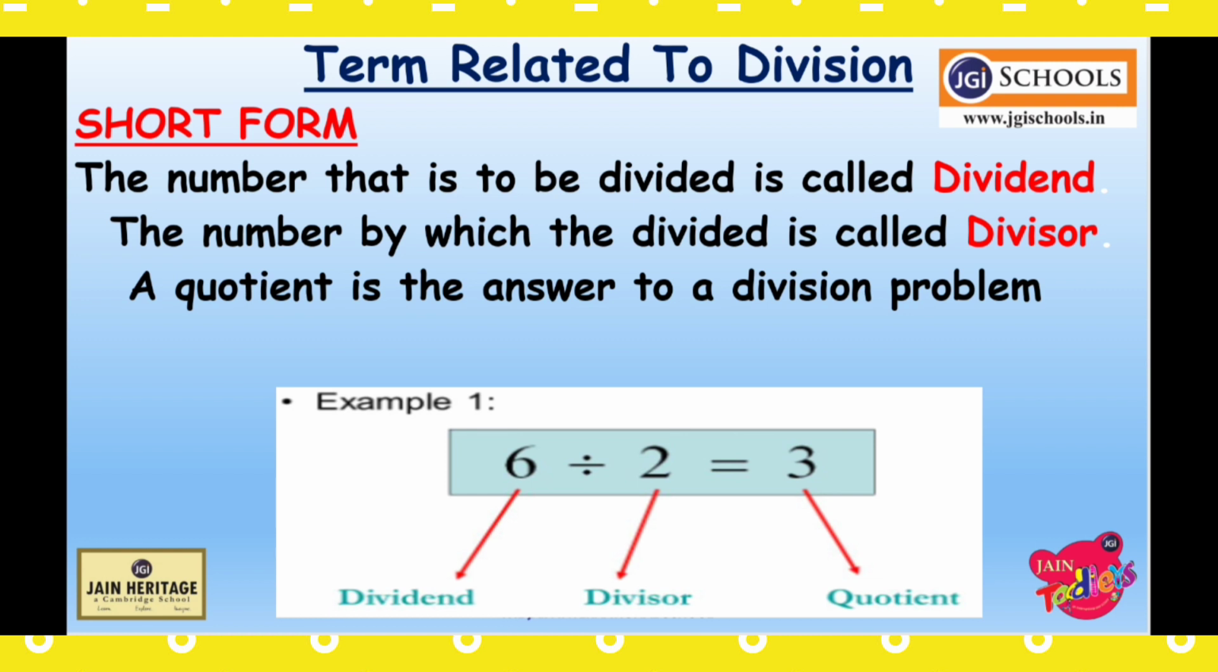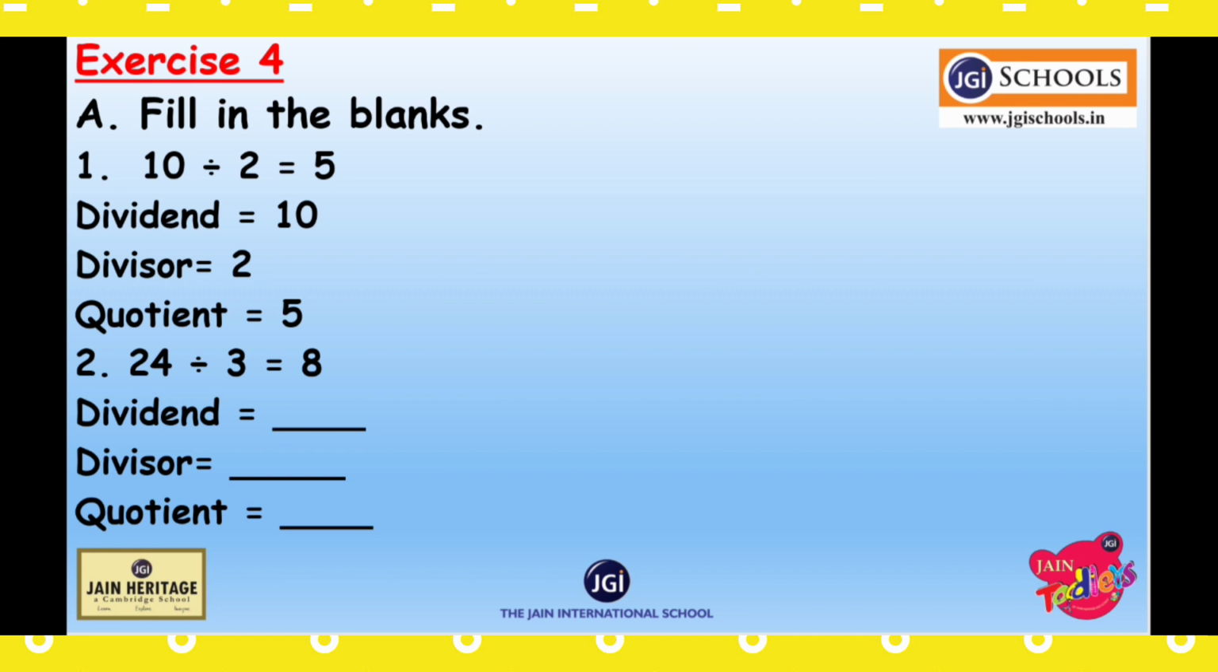Okay. So, for example, 6 divided by 2 equals 3. What is the dividend here? 6. Yes. What is the divisor here? 2. And what is the quotient here? 3. Okay. So, it is exercise number 4.